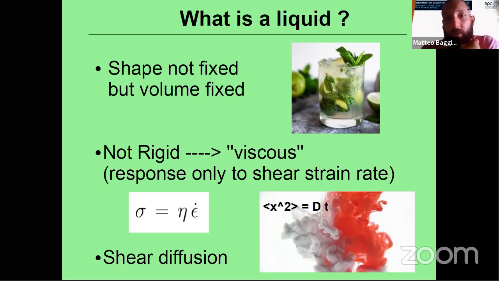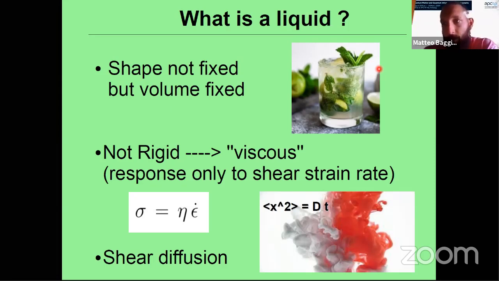So what is a liquid? Well, a liquid, contrary to a solid, is a phase of matter whose shape is not fixed, but whose volume is fixed. You can see, for example, the liquid inside this glass. Now, the main difference with the solid is that the liquid is not rigid, but rather viscous.